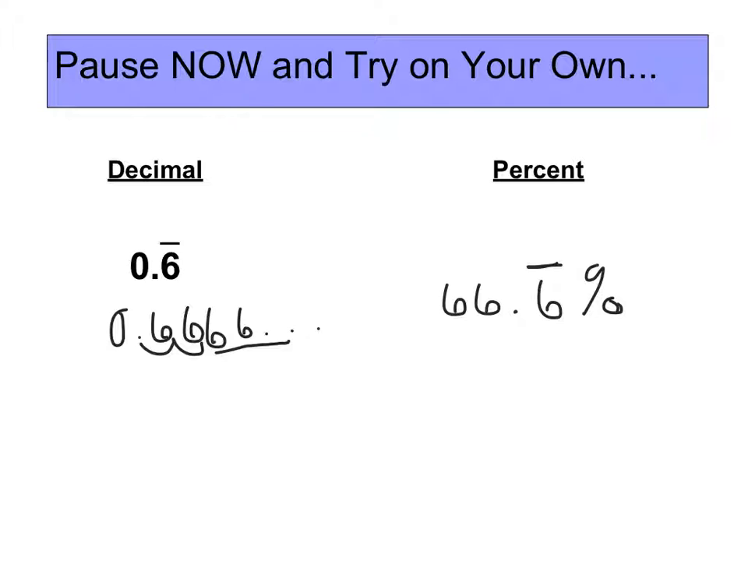Another way you could write this is with the fractional part. I know that 0.6 repeating as a fraction is 2/3. So writing it with the fraction instead, my percent would be 66 and 2/3%. Both of those are correct. Both of those mean the same amount. They're just different ways to represent that repeating percent. This is the end of our lesson on converting decimals to percents.